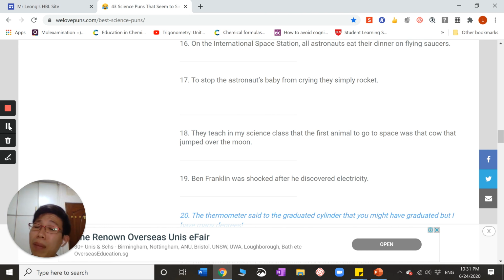Okay, now let me give you another science pun. They teach in my science class that the first animal to go to space was the cow, because the cow jumped over the moon.